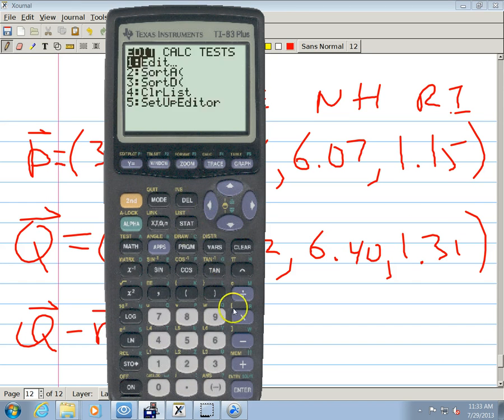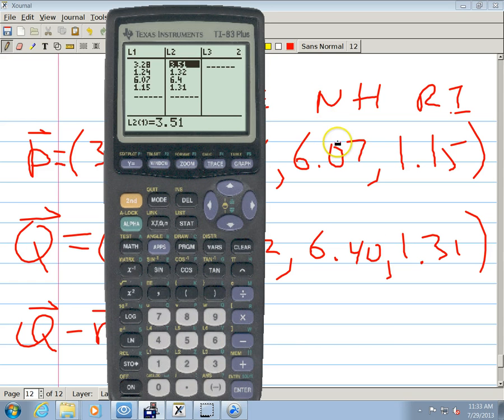Now notice I don't have this in stat edit. Could I put it in L3 if I wanted to? How would I do that? Could I go up here and type it? Could I do L2 minus L1 and store in L3 on the home screen, or could I do that here? I'm not sure if I can do that here. Let me try this. Second L2 minus second L1. Can I do it here? I could. There it is. Perfect.